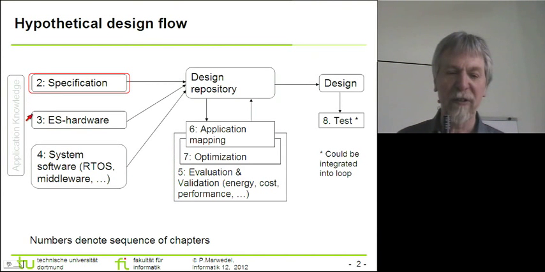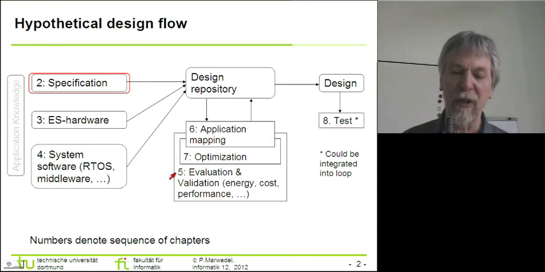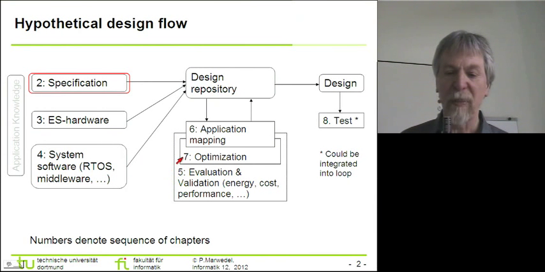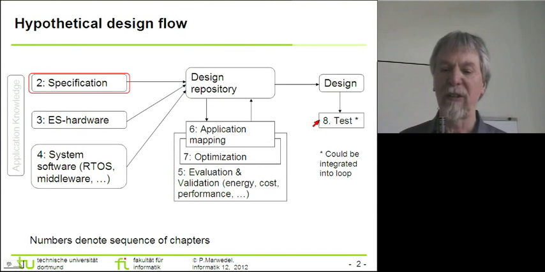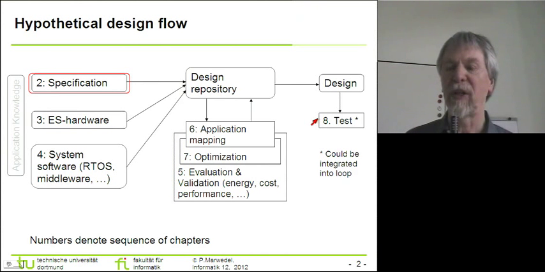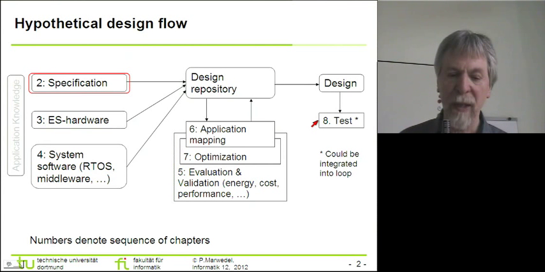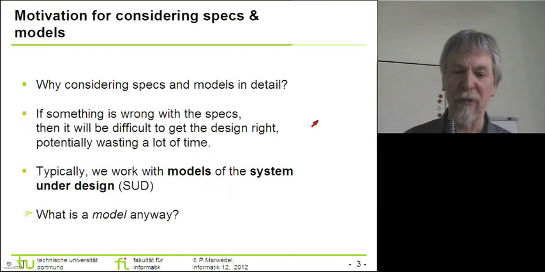The different boxes, like I just mentioned, correspond to the different chapters of the course. Chapter 3 will be on embedded system hardware, Chapter 4 on standard software, and then we are going to have chapters on evaluation and validation, on application mapping, on optimization. And in this particular course, there is no time, unfortunately, for the chapter on tests. That is something that we only have for another version of this course. So this means that there is a very clear structure for the remaining part of the course.